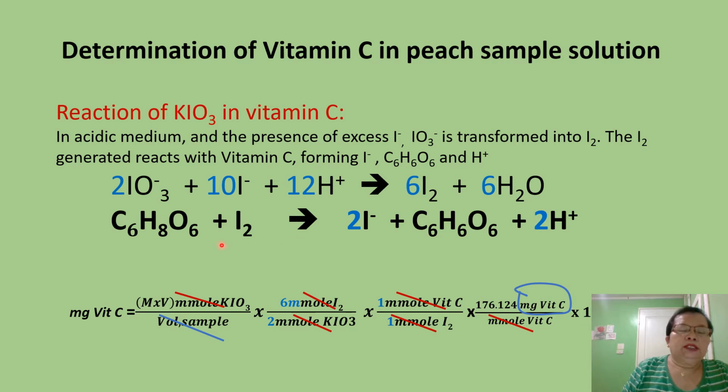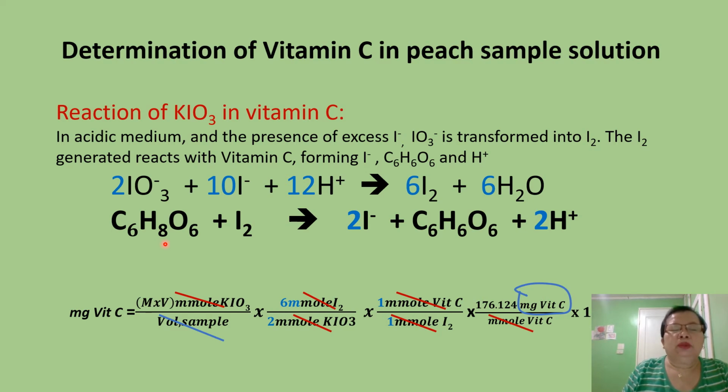Okay? Now, at the start of the titration, you notice that the color of our solution here is colorless. That is because at the start of the titration, it is the vitamin C that is present in excess amount, while this iodine here is present in lesser amount. So all iodine generated is totally consumed by the vitamin C present in our sample. But at equivalence point, no more vitamin C. Okay? No more vitamin C.